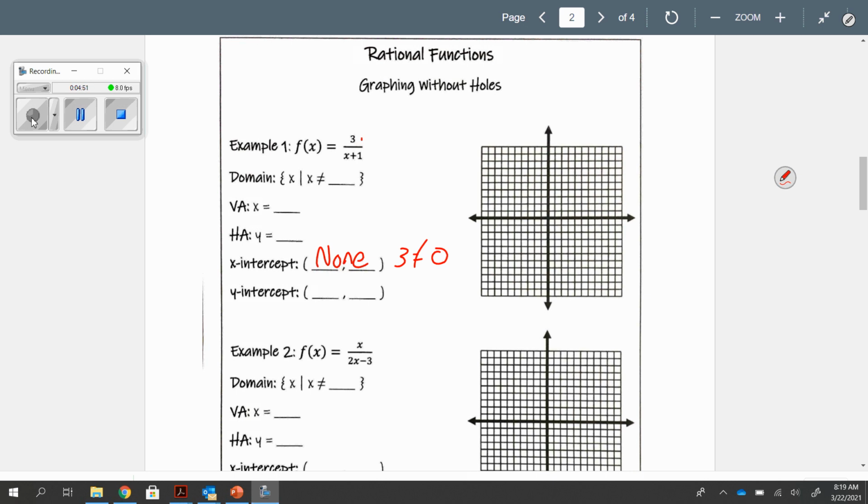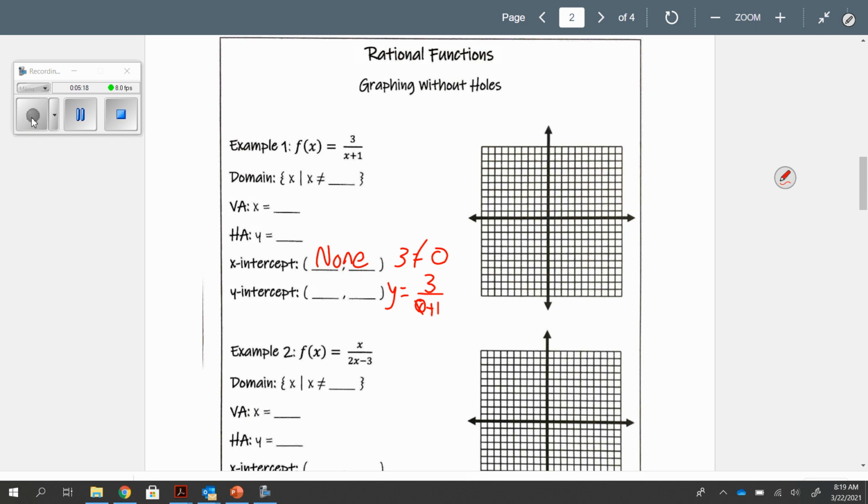Now, to find the y-intercept, it says find f when x equals 0. So we basically just plug 0 in wherever x is. So we have y equals 3 over x plus 1. All right, so this x is going to be 0 because the rules state plug 0 in for x and solve for y.